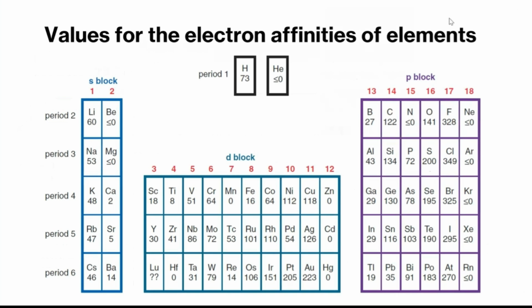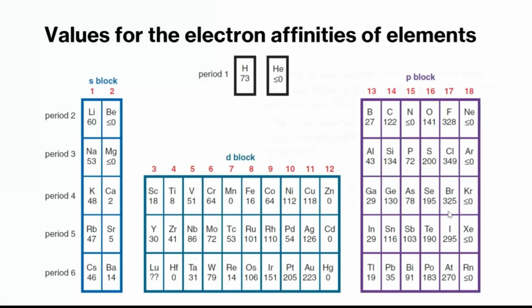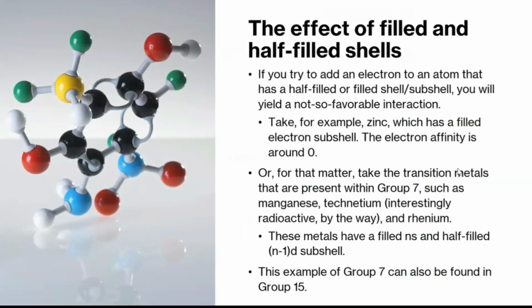Now, here's something interesting. You would expect fluorine to have the highest electron affinity, but chlorine actually has it, so we need to explain that first. The reason why chlorine has a higher electron affinity than fluorine is mainly attributed to how small the 2p orbital is. We also have to consider the effect of filled and half-filled subshells. If you try to add an electron to an atom that has a half-filled or filled shell or subshell, you'll yield a not so favorable interaction.